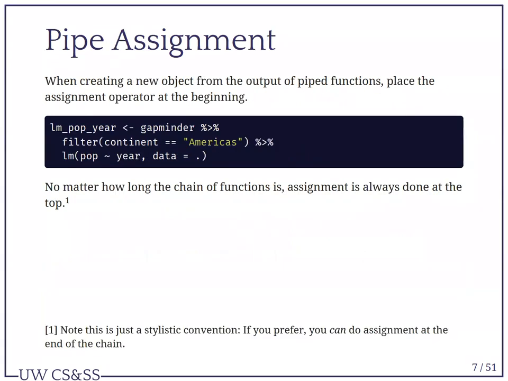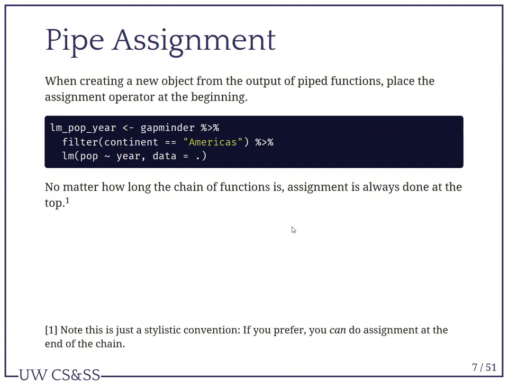Okay. When creating a new object from outputs of piped functions, place the assignment operator at the beginning. Okay, so we want to create the object, assign it, and then have the data, and then do all of our calculations afterward. No matter how long your chain of functions will be, the assignment will always be done at the top.